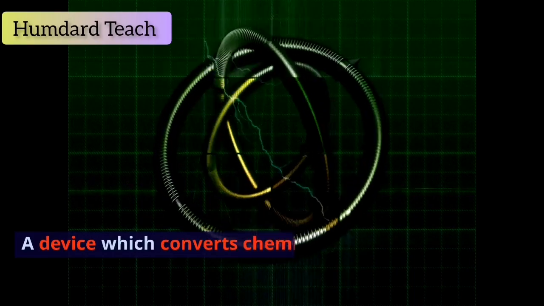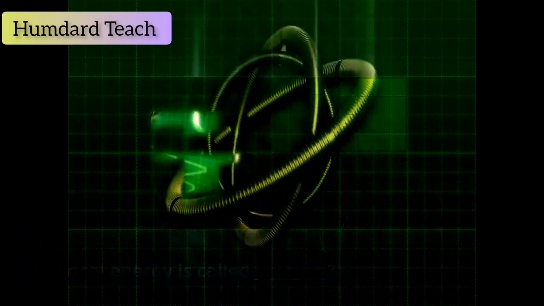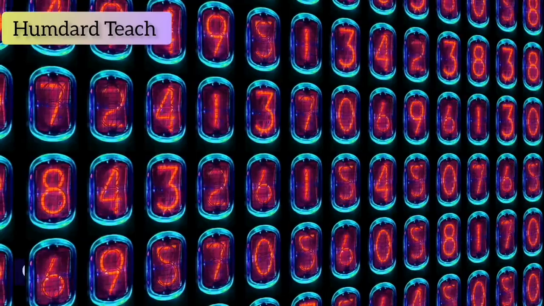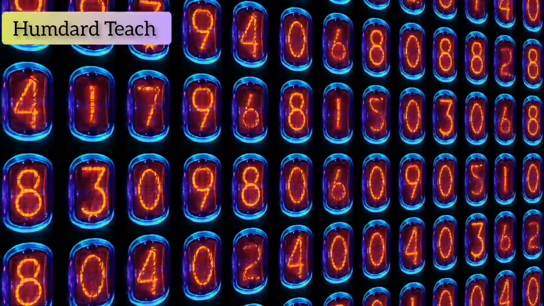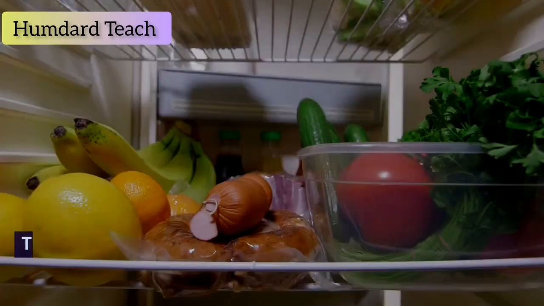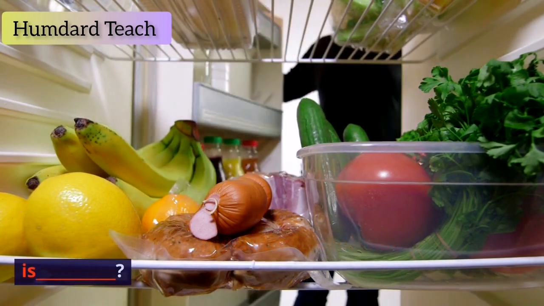A device which converts chemical energy into electrical energy is called blank. A. Motor. B. Generator. C. Moving coil meter. D. Battery. Answer is battery.